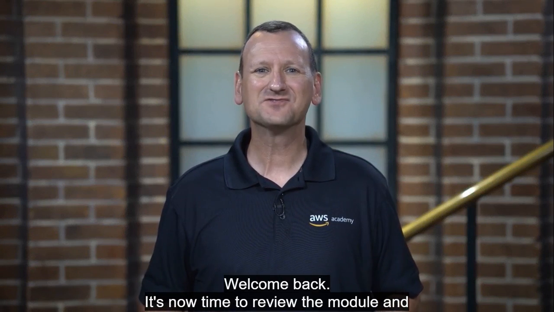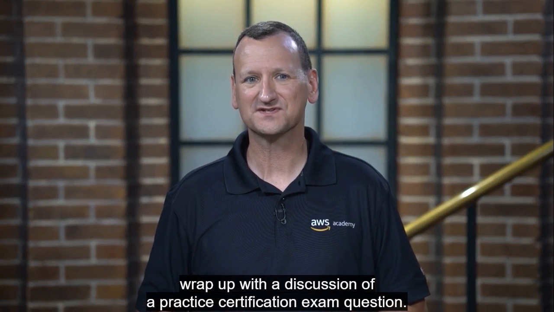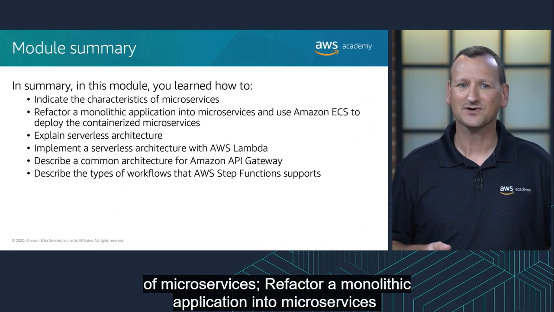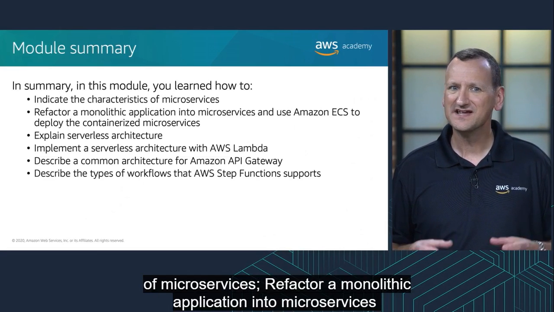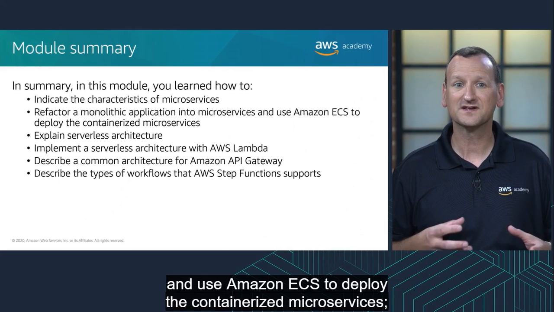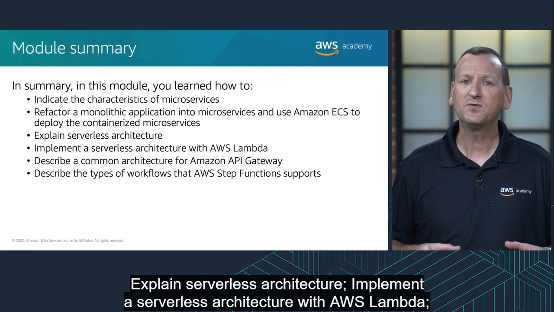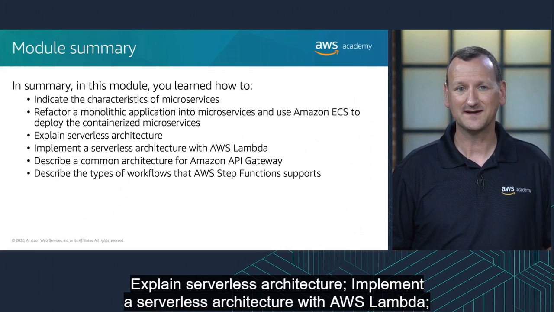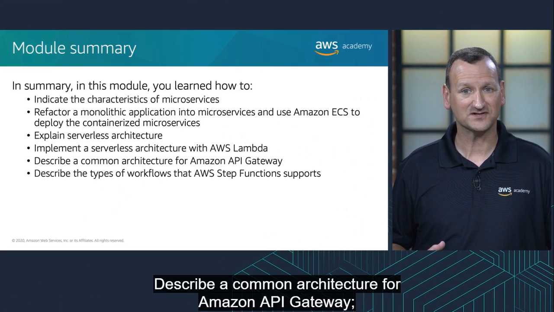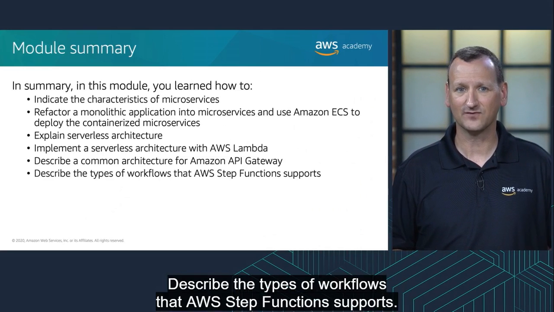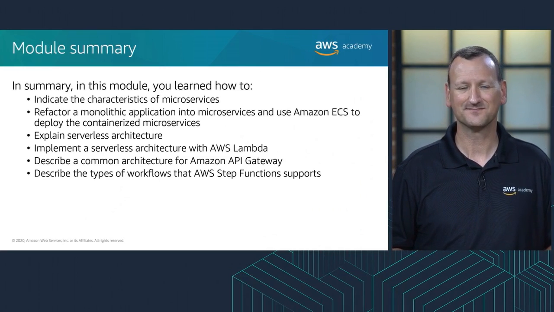Welcome back. It's now time to review the module and wrap up with a discussion of a practice certification exam question. In summary, in this module you learned how to indicate the characteristics of microservices, refactor a monolithic application into microservices and use Amazon ECS to deploy the containerized microservices, explain serverless architecture, implement a serverless architecture with AWS Lambda, describe a common architecture for Amazon API Gateway, and finally, describe the types of workflows that AWS Step Functions supports.